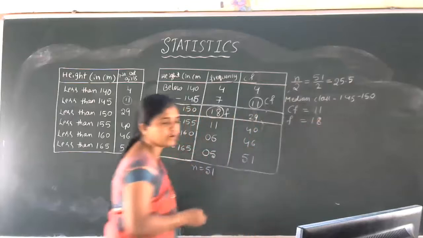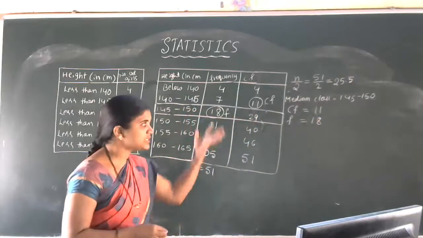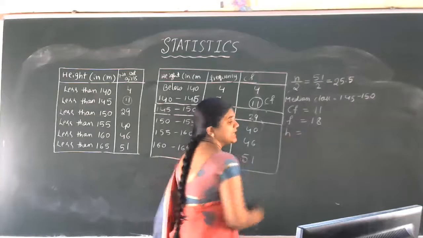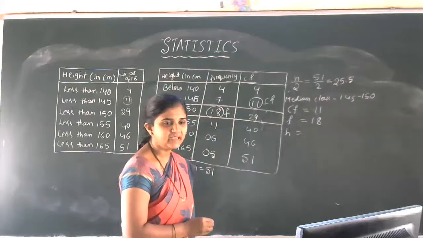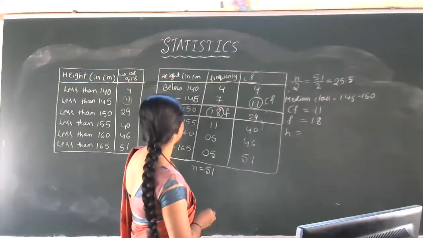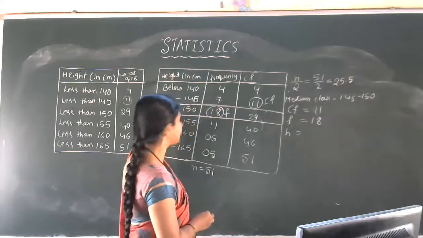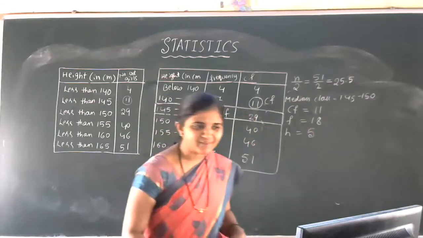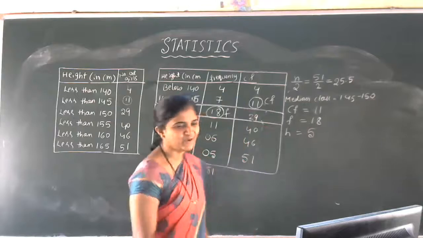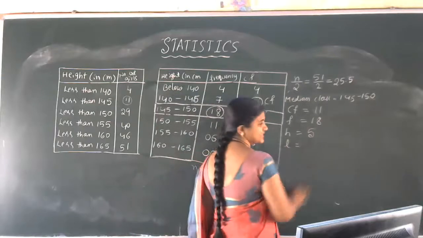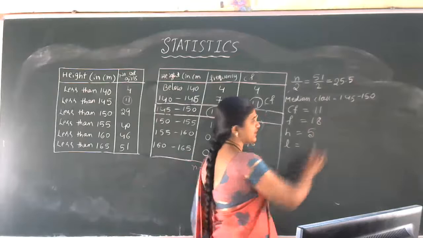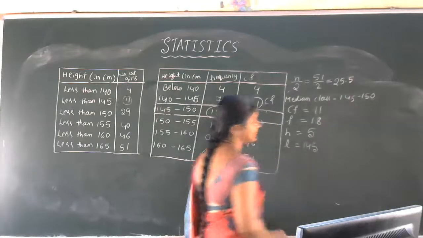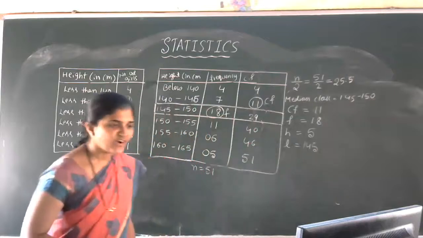Next, what is required actually? N by 2 is ready, CF, F, and H, the class size, which is 5. 145 minus 140 is 5, and 150 minus 145 is 5. Yes, H is 5. One thing is missing now. What is that? Yes, the lower limit. L is the lower limit of the class interval, that is 145.